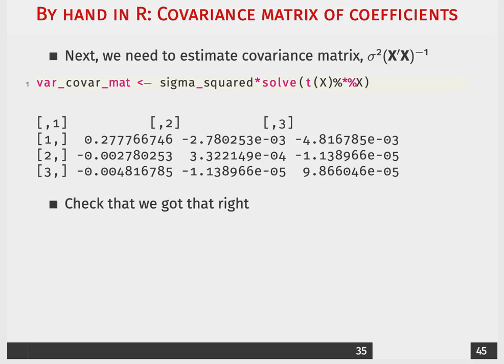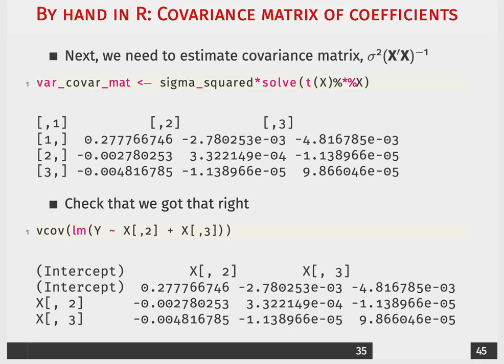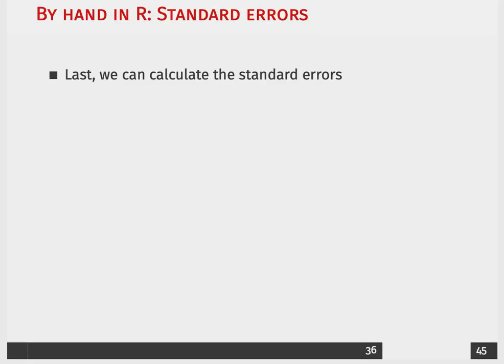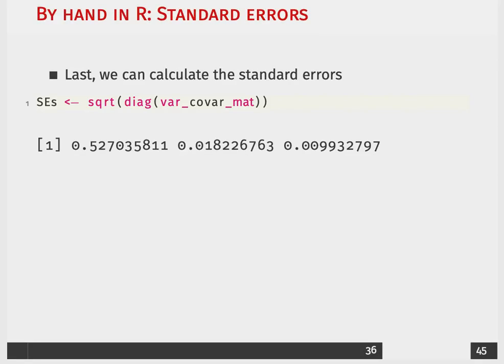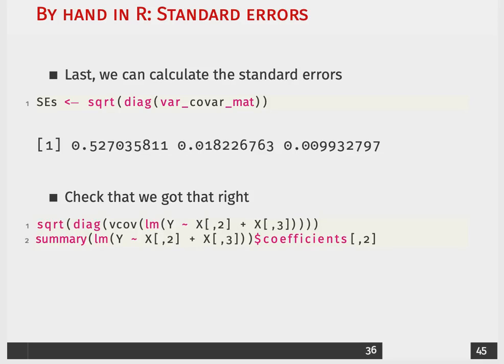And we want to make sure that we're getting this right, and like all things in R, there's an easy and a hard way. I've done it the hard way. The easy way is just getting the variance covariance matrix, so we can just do vcov of our model, and we get the exact same thing back. So to calculate the standard errors, all we're going to do is take the square root of the diagonal of that matrix and we get 0.53 about, 0.02 about, and 0.0099. And again, we can check that in R very easily.